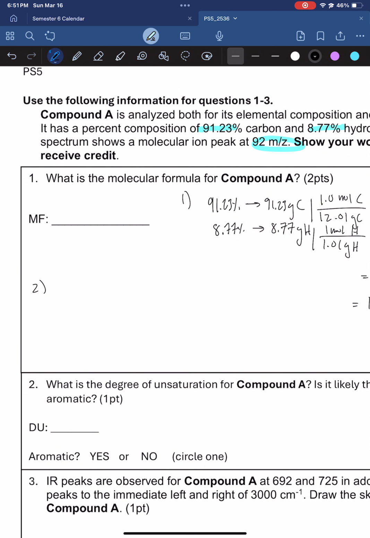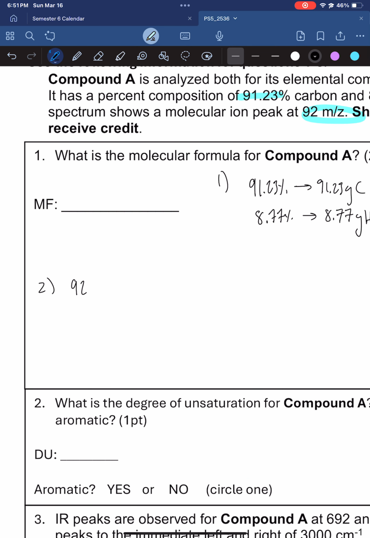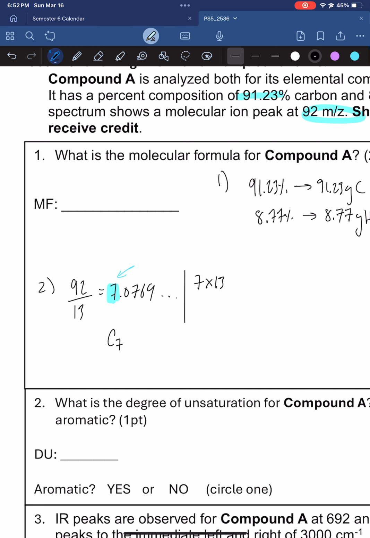In this case we have a 92, and the rule of 13 basically says you take the mass to charge molecular ion peak divided by 13, and in this case we're going to get a decimal number, something like 7.0769, but we want to look at the whole number here. That's going to tell you the number of carbons. So we can have C7, but we don't know the number of hydrogens, and the next step is to take this whole number, 7, and multiply it back by 13. So 7 times 13 is going to give us 91.